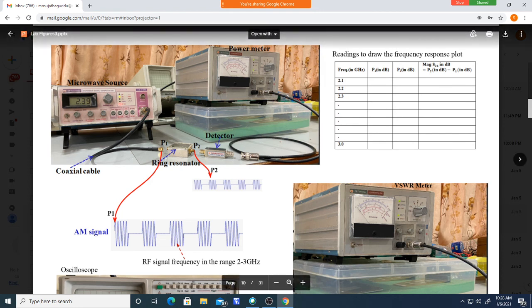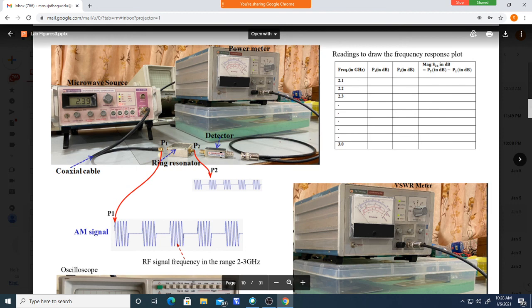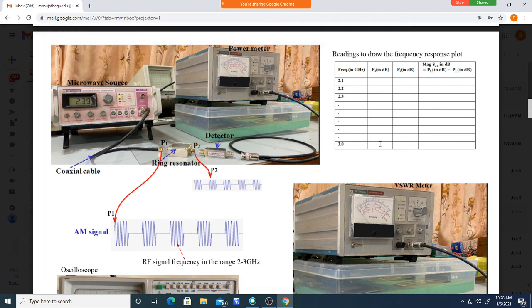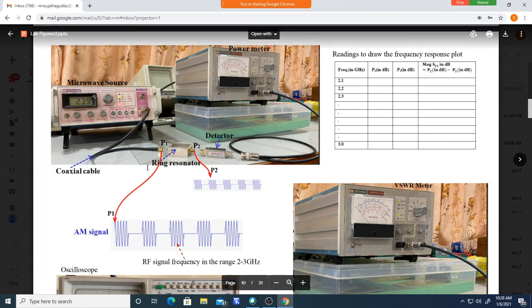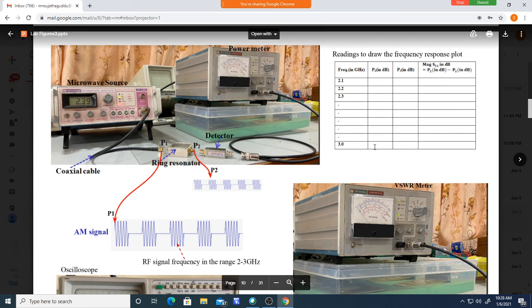First, do not connect the ring resonator. Just directly feed this to here and measure the P1. Next, you should pass this signal through the device, take the output from here and connect it here. Then measure the P2. The detector must be connected here. First, to measure the input power, connect directly this to here and measure the P1 at different frequencies.